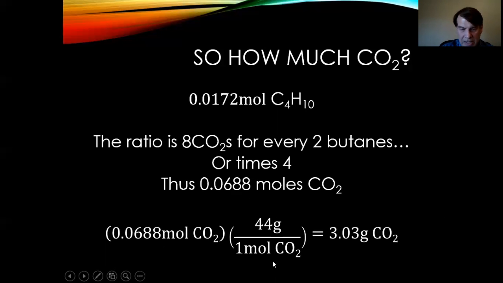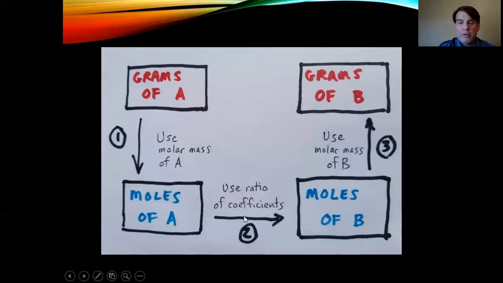So the moles are going to cancel out, right? A lot of this is just putting things at the top and the bottom so they cancel out. So the moles cancel out, and I'm going to be left with grams. Multiply this by this. Voila. If I have 1 gram of butane and it runs its course, I'm going to get 3.03 grams of carbon dioxide.